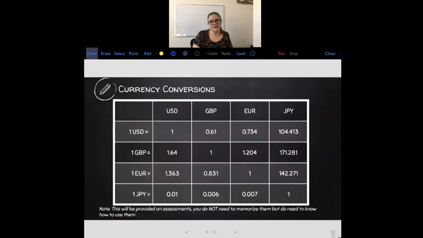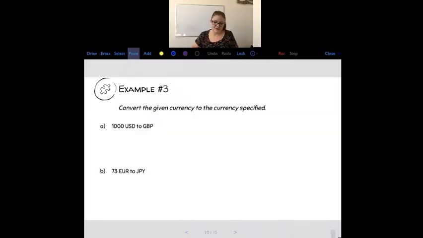Currency conversion. So again, this chart is provided here. You don't need to memorize it, but there's a couple of different ways to use it. So this is 1 US dollar is 0.61 Great British pounds, 0.734 euros, and 104.413 Japanese yen. 1 British pound is 1.64 US dollars, and so on. So when we're working with currency conversions, the same is kind of what we're going to use.